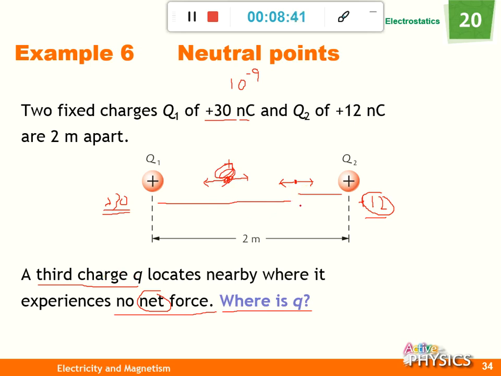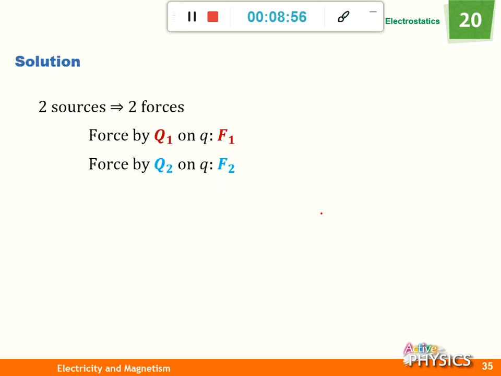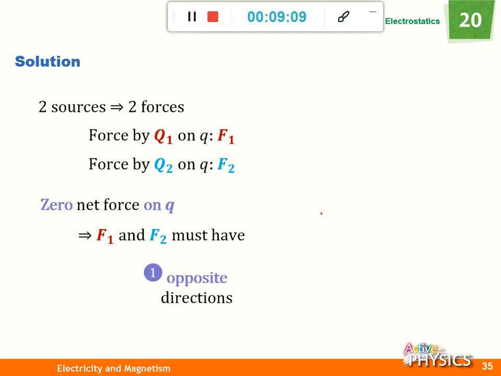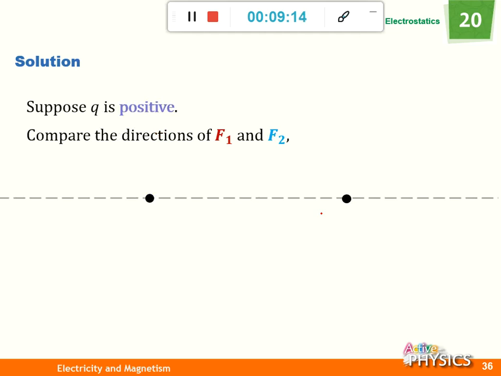Okay, but what is the actual value? Of course, you should calculate. Try to find out this force and this force, balance them, then you can find out this position. Now go back to the question. This one, two sources, two forces: forces by Q1, forces by Q2. One is F1, the other one is F2. Their magnitude should be the same. Okay, opposite direction, equal in magnitude.